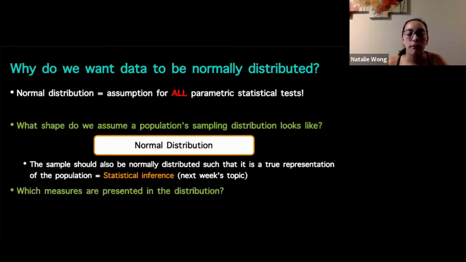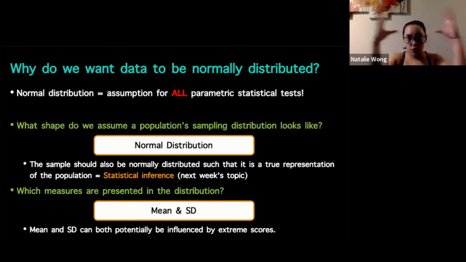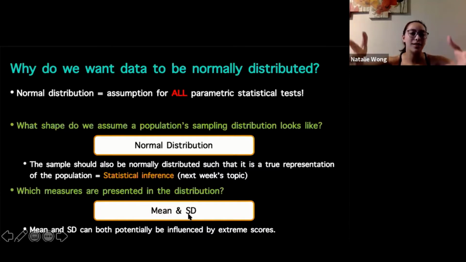When we ask what measures are presented in the distribution, or later in some of your activities and on the exam, you'll be asked to construct a distribution. And then we'll also assess the shape of the distribution. But when we construct it in a written format, we're going to be noting the mean and the standard deviation. That's why I presented measures of variability and central tendency before we talked about the normal curve, because it's important to know how those are calculated first.